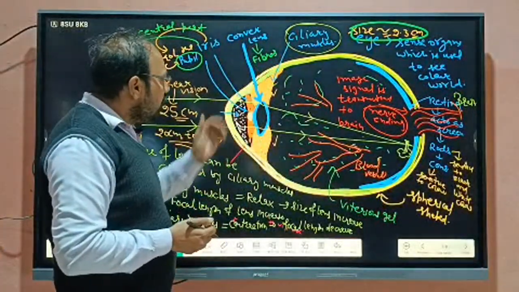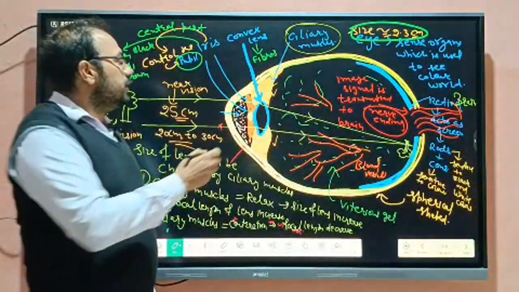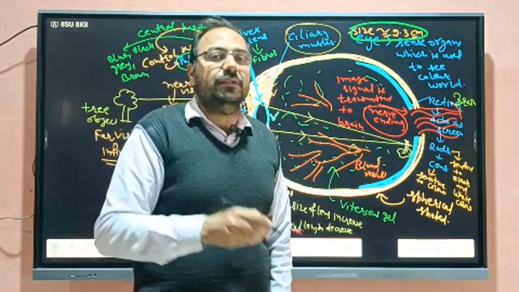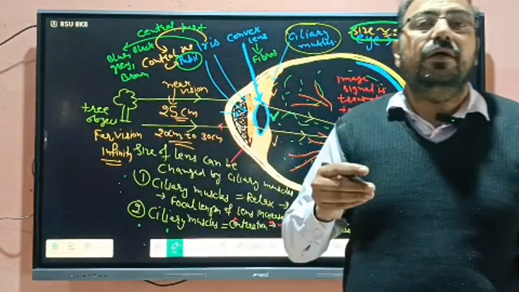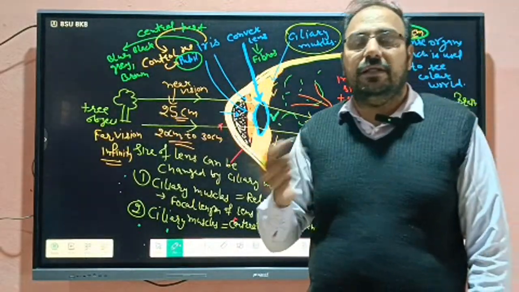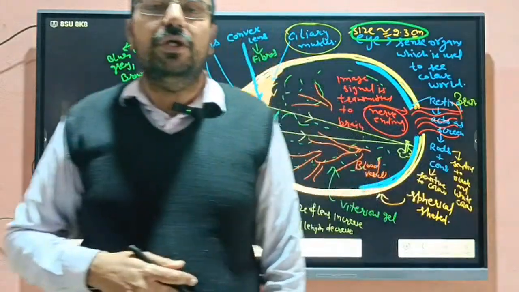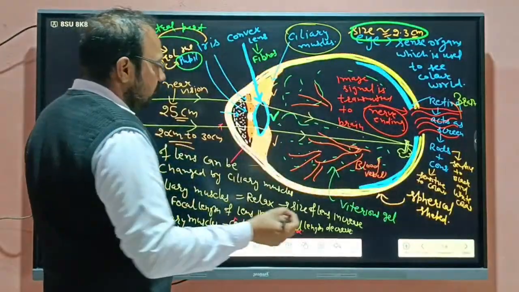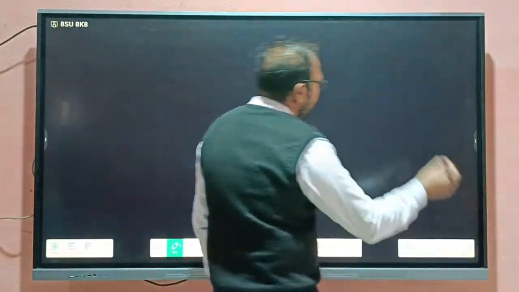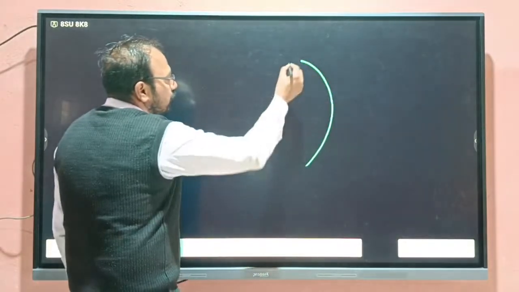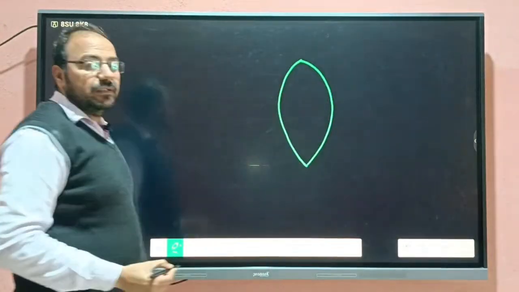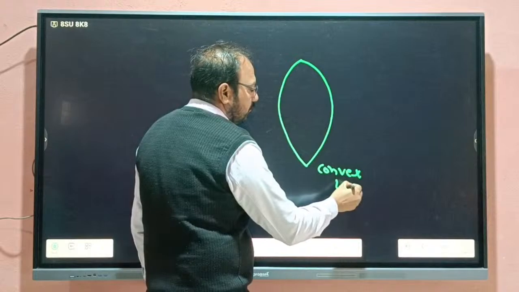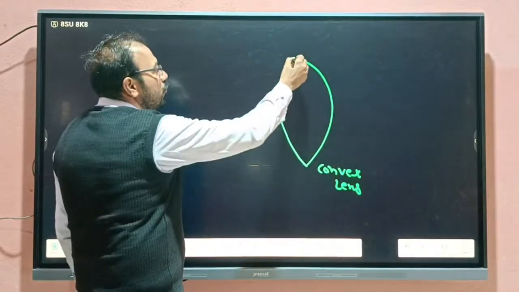And after that, the most important thing is the lens. This type of lens is known as the convex lens, and sometimes we call this convex lens a double convex lens. So why do we call it a double convex lens? Because it contains two spherical surfaces. Basically, if you see that, for example, this is a convex lens. Okay, so this contains two spherical surfaces.